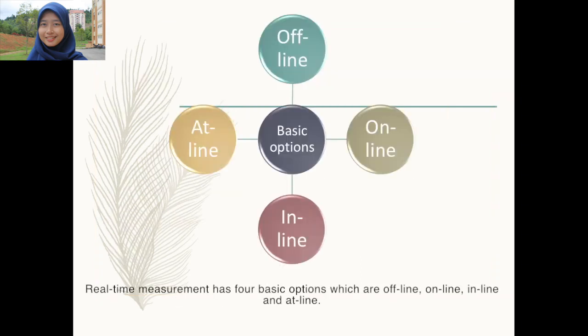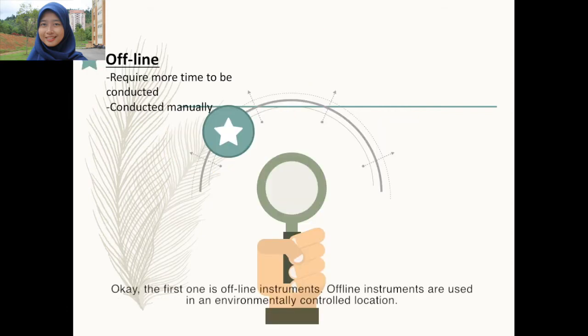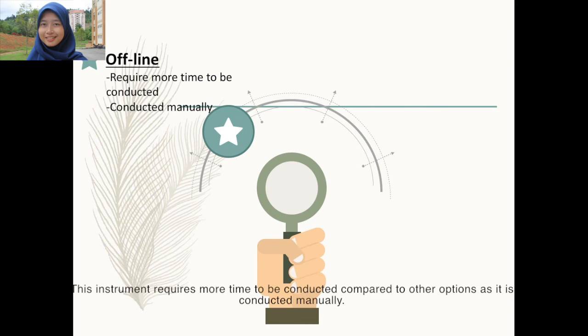Real-time measurement has four basic options which are offline, online, inline, and at-line. But in this presentation, I will only emphasize offline, inline, and online analyzers. Okay, the first one is the offline instrument. Offline instruments are used in an environmentally controlled location. This instrument requires more time compared to other options as it is conducted manually.